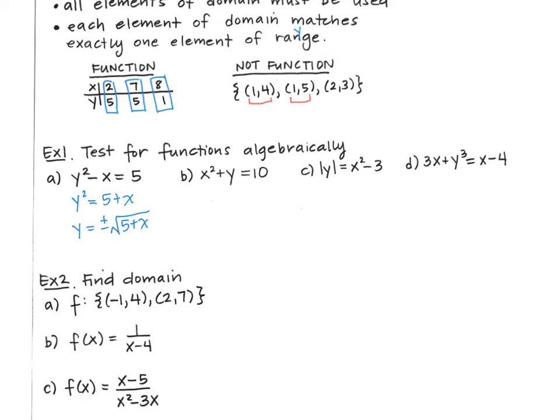What I want to see is, for each x value, is there one unique y value? For this particular one, let's say I plugged in an x value of 4. 4 plus 5 is 9. The square root of 9 is 3. So I would get y equals plus or minus 3. Well, that means if I plug in 4, I get (4, 3) and (4, negative 3), which means it cannot be a function because the same x value maps to more than one y.